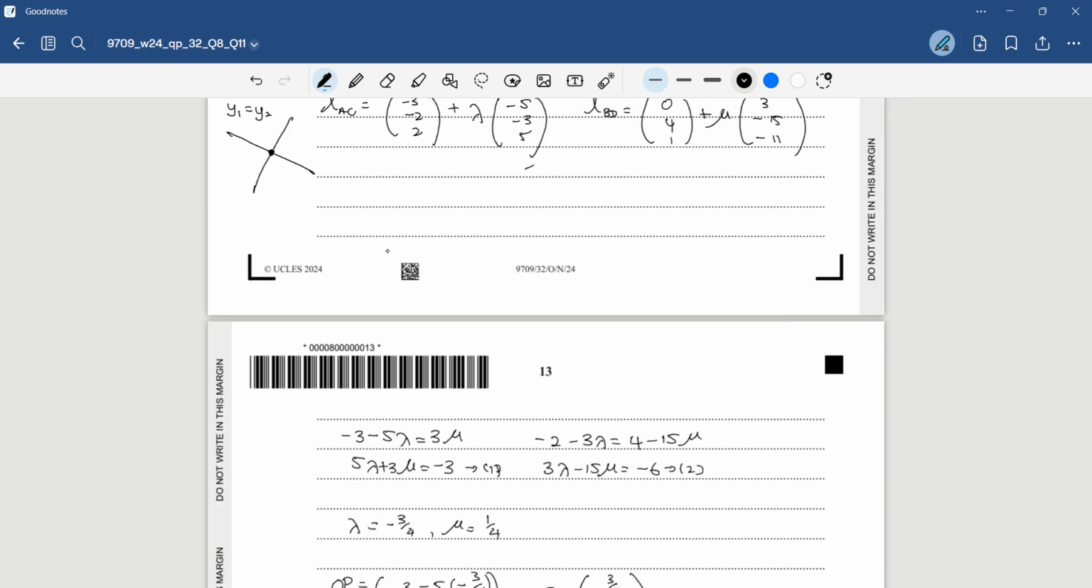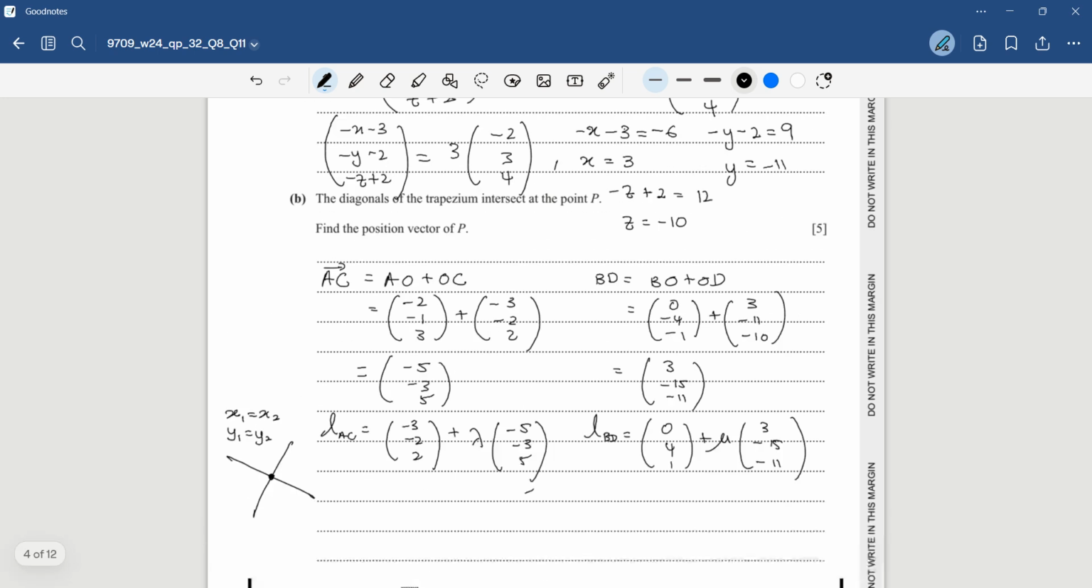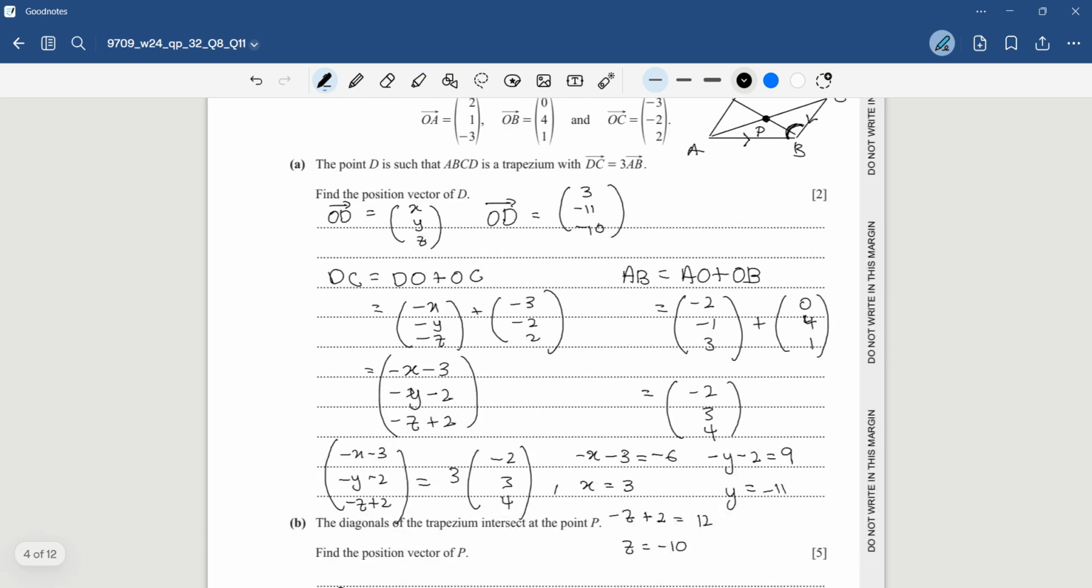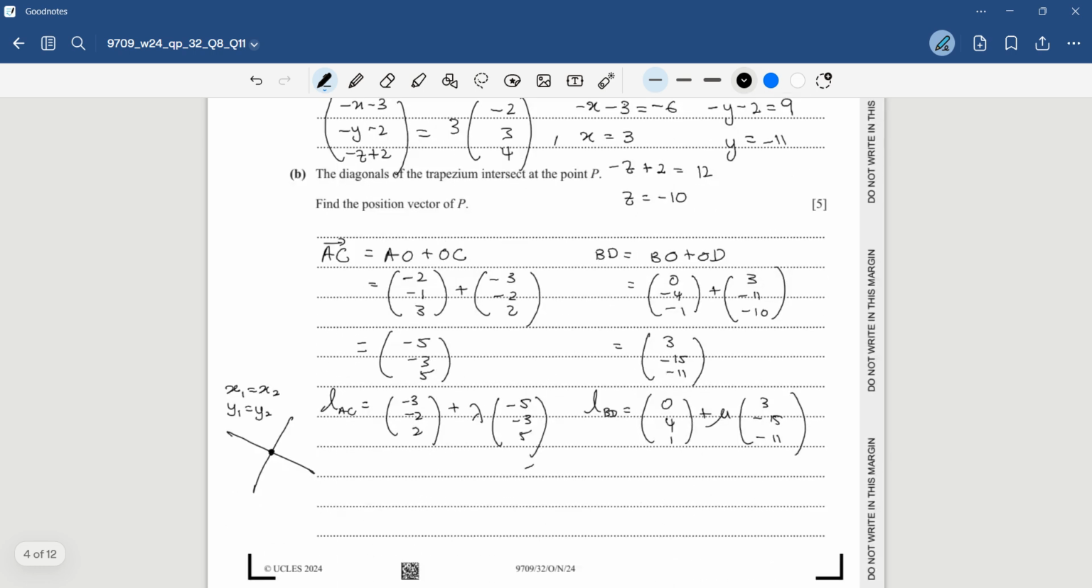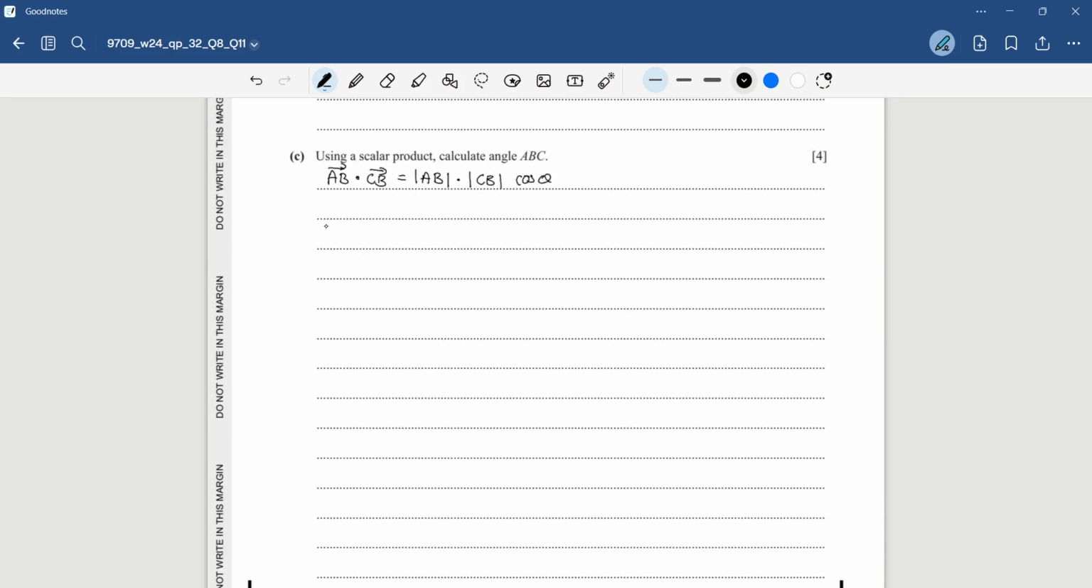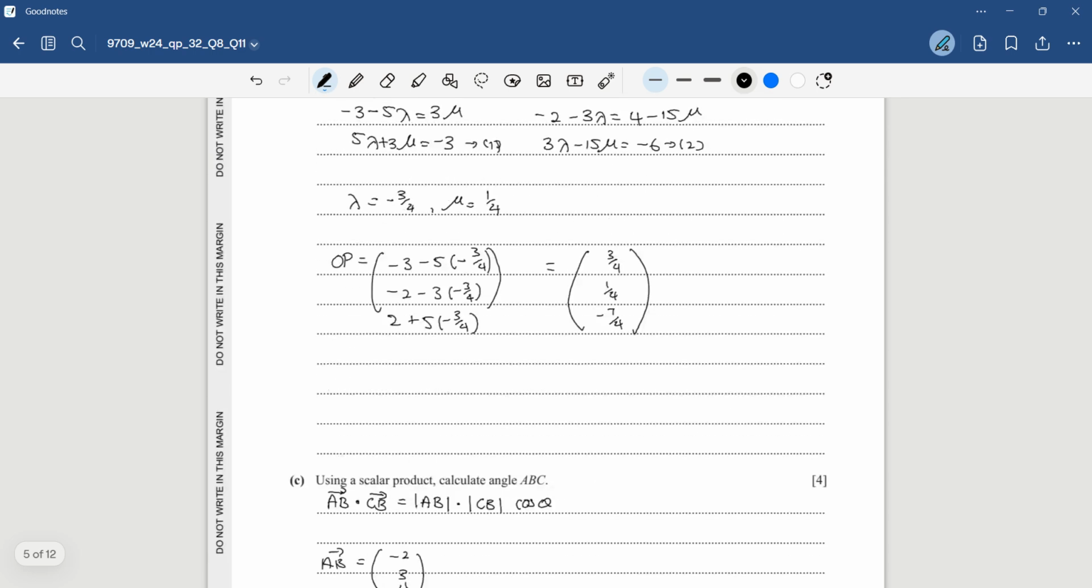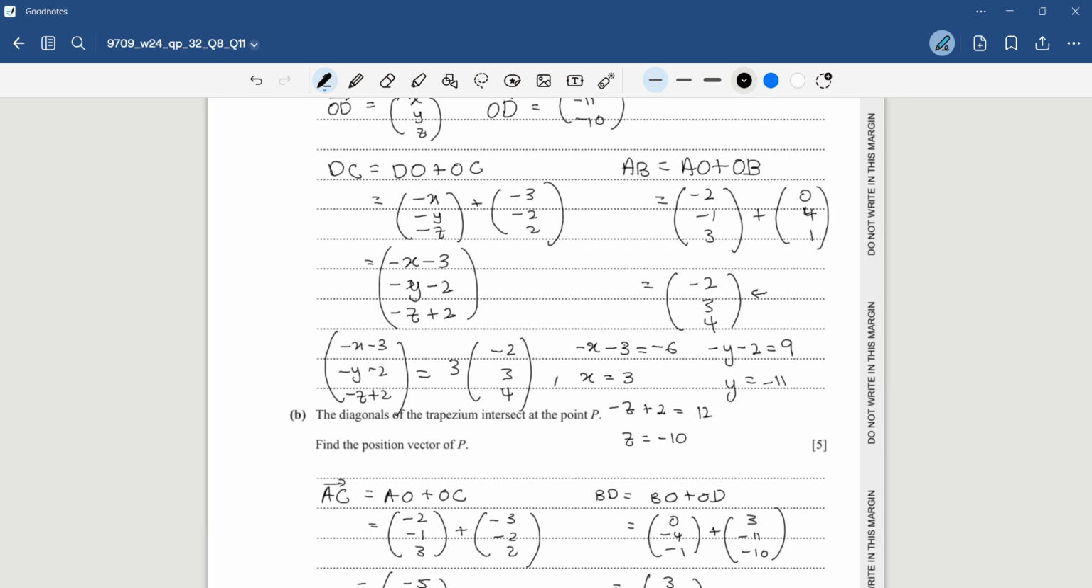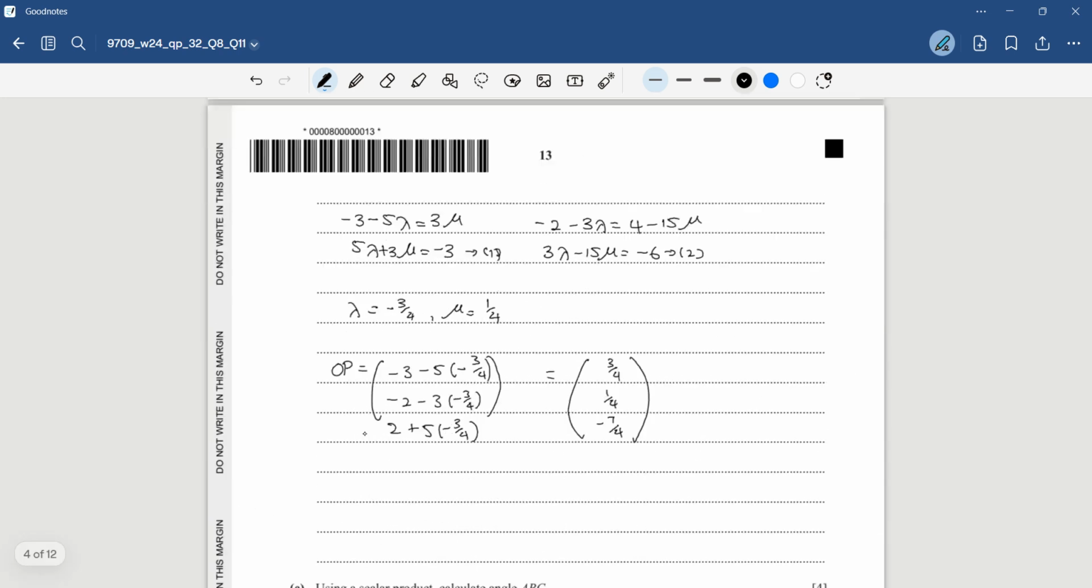AB, I think we already found here. Oh no, it's AC, so there is no AB. Oh, AB again here. AB I already found here, which is negative 2, 3, 4. So I can directly use it here. So my AB is equal to negative 2, 3, and 4, from part A.